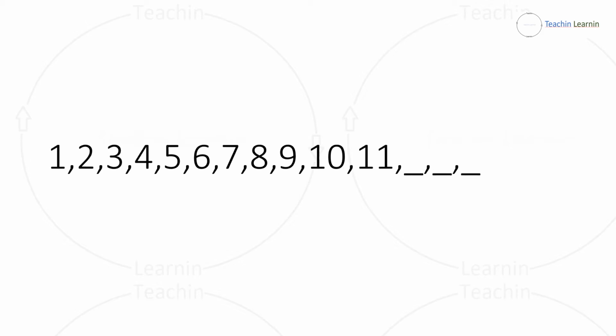Now have a careful watch. Carefully see all the numbers in the list. Can you fill these three blank spaces here? If your answer is 12, 30, 14, then again you are perfectly right. Very good.